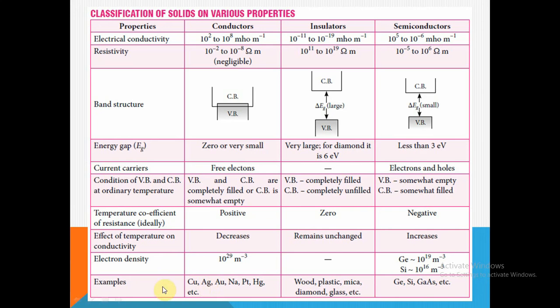Examples for the conductor are given here. For insulator, examples are wood, plastic, mica, diamond, glass, etc. And for semiconductor, germanium, silicon, gallium, arsenic, etc. These are the examples for semiconductor. We have to remember all these numbers when we are solving problems.